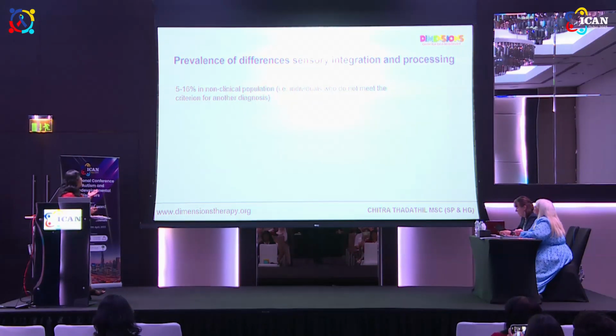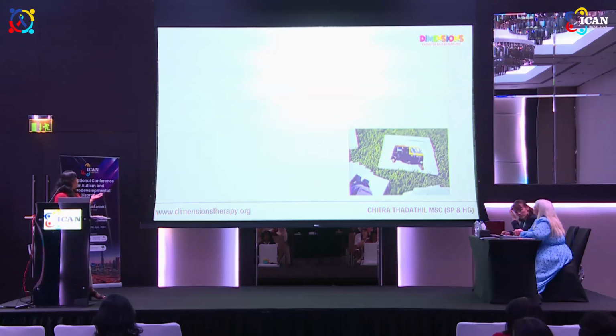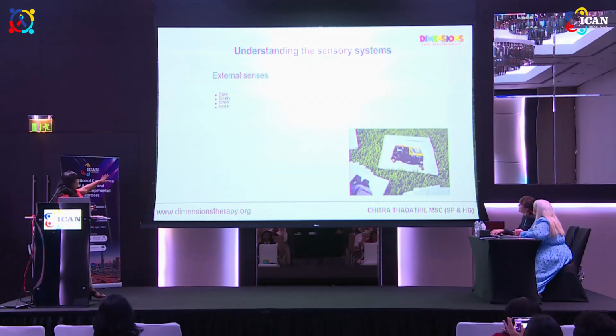This is a prevalence study. So individuals who meet the criteria for autism, the prevalence is 75 to 95% in terms of sensory integration and processing difficulties. So I've categorized as external senses and internal senses. The external senses include sight, touch, smell, taste, hearing. The internal senses include the vestibular system.